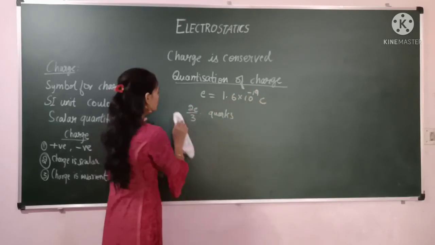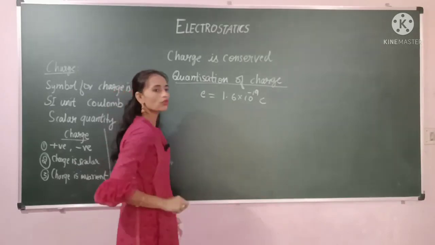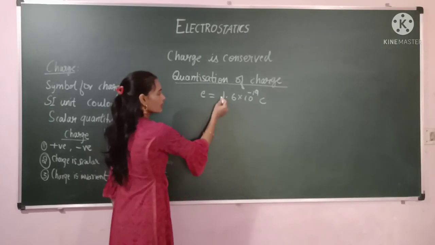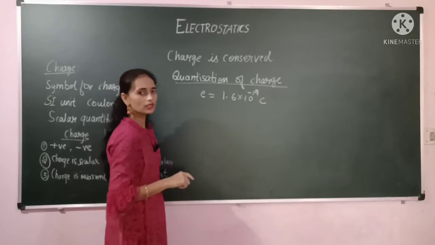So this is the value of the charge of an electron. The charge of a proton is the same in magnitude. For the electron it is negative and for the proton it is taken as positive, but the magnitude of charge is always the same.